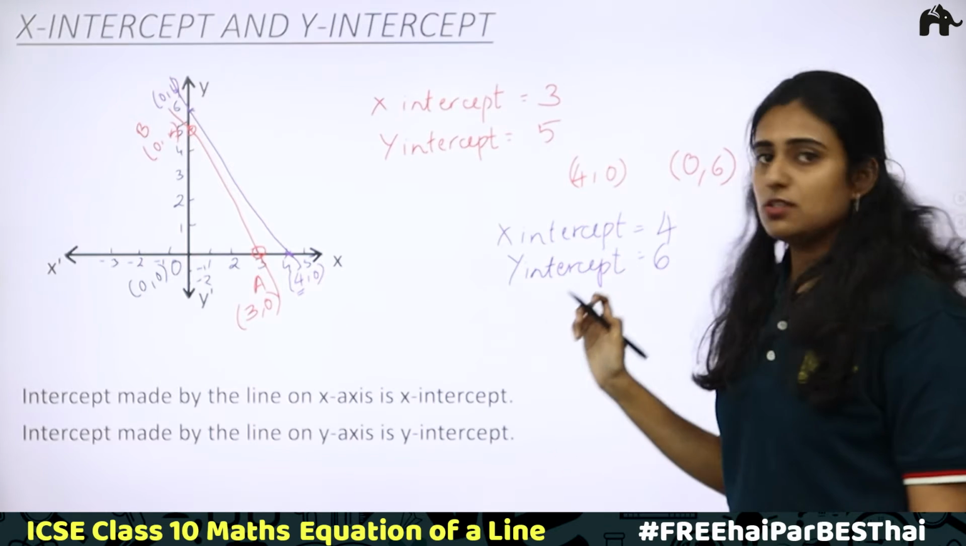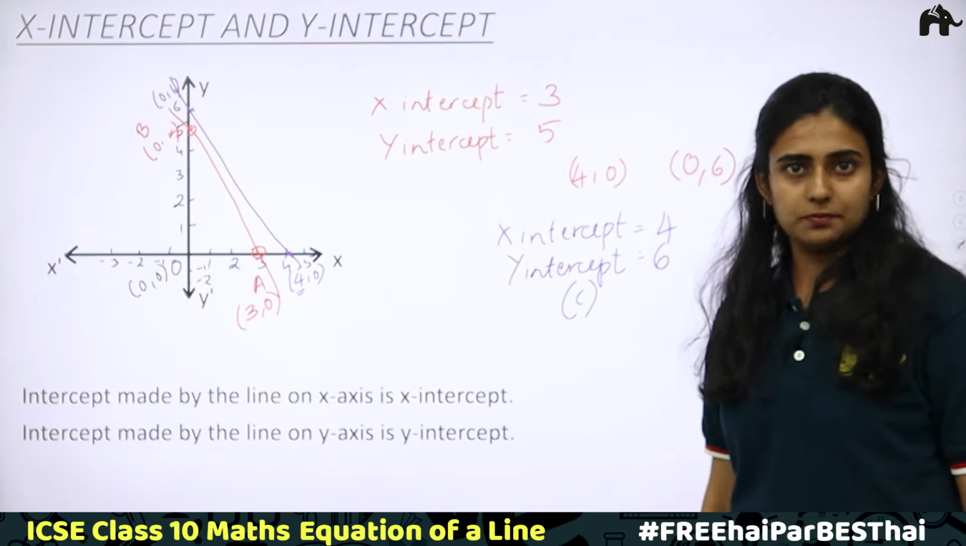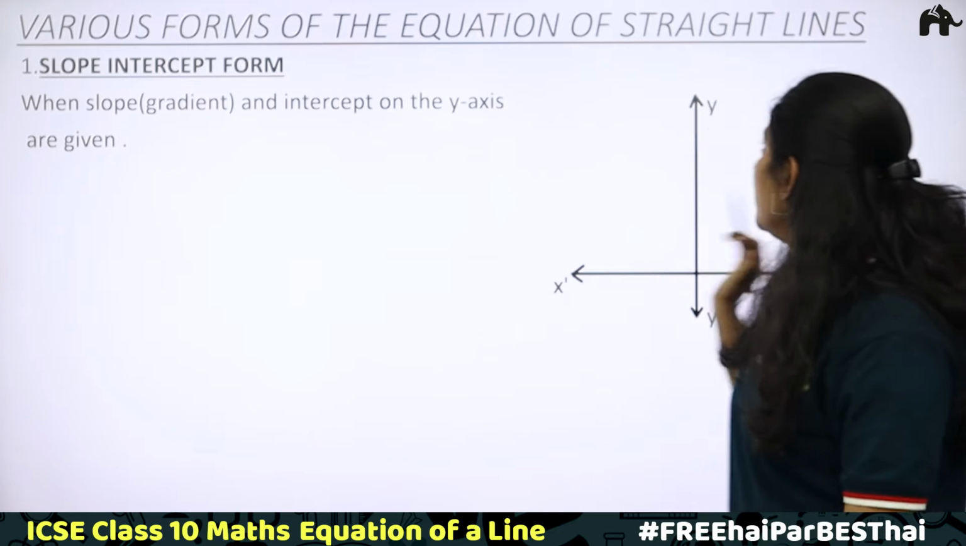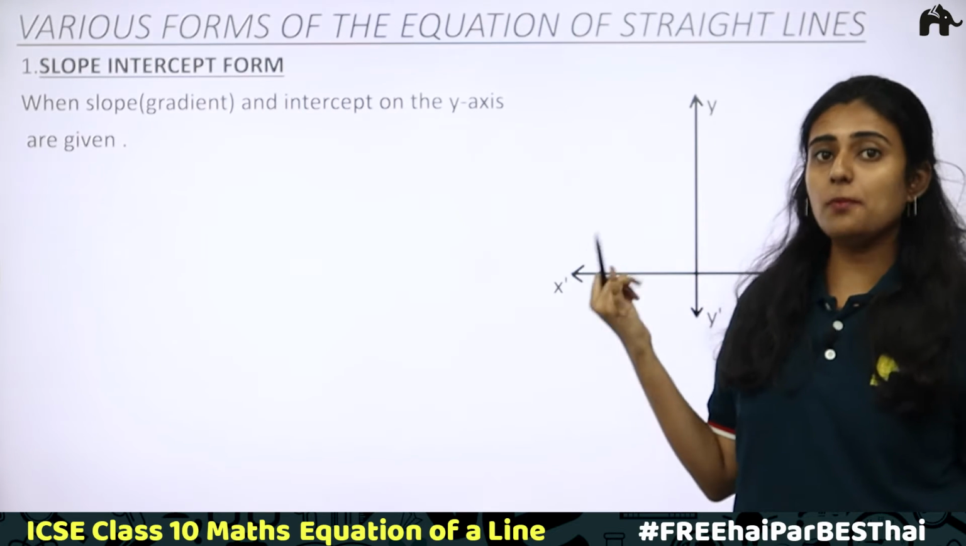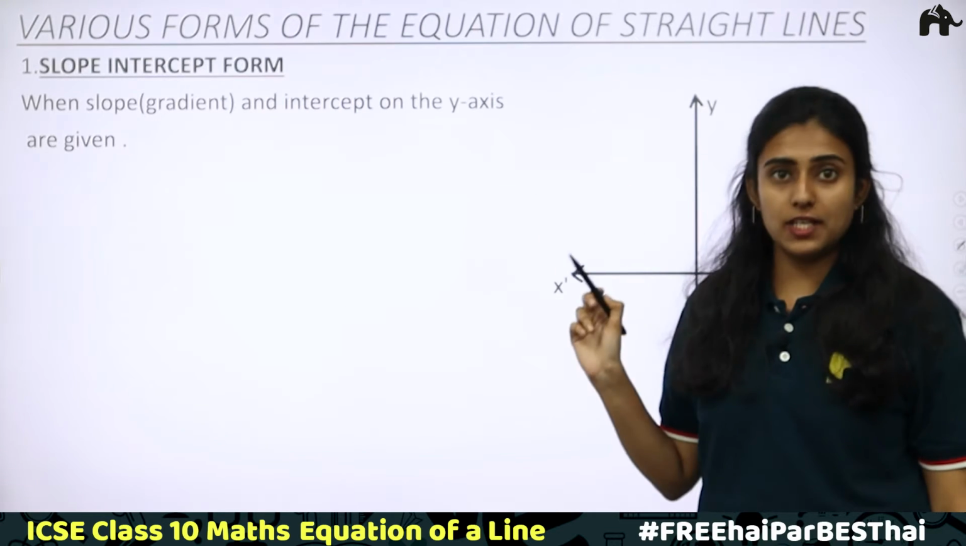The y-intercept is usually represented using the small letter c. Remember these things. Now we will be discussing the various forms of the equation of straight lines. 3 forms we are going to discuss: slope-intercept form, 2-point form and the point-slope form. The first one is slope-intercept form.